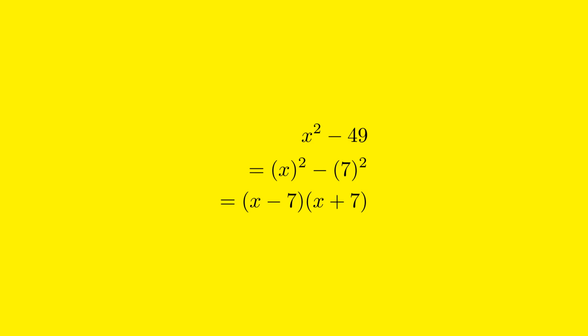These factors, x minus 7 and x plus 7, cannot be simplified further, making this the final step. Your final answer is x minus 7 times x plus 7.